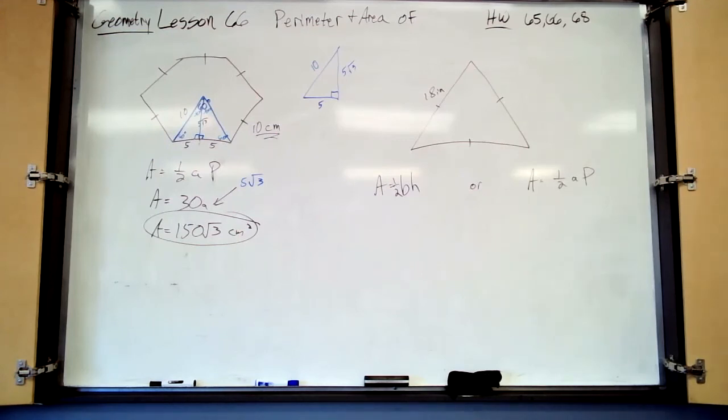Is it going to be in radical form? Wait, why is it, because it's half base times height? It's equilateral. No, the base and the height are not the same. Just the sides are the same. The height of that is not the same as the side.